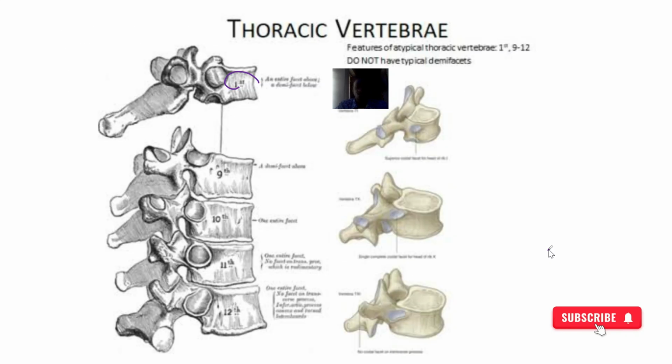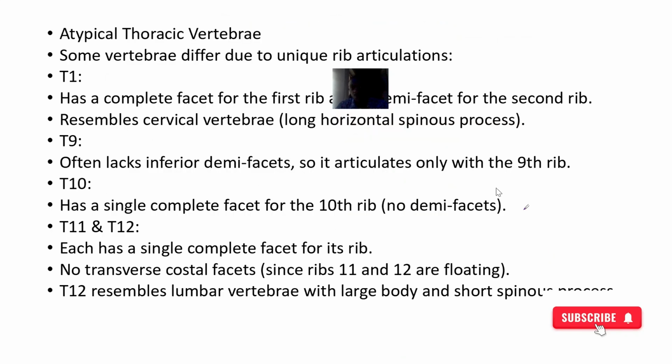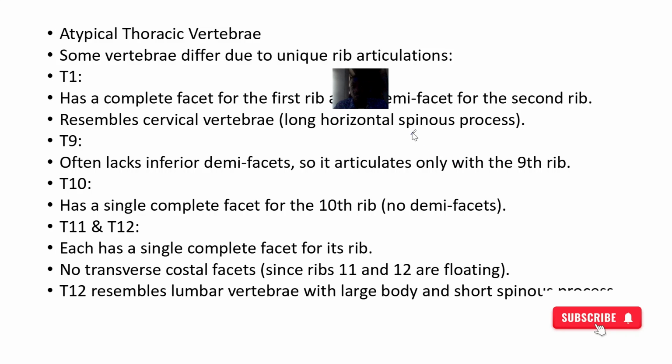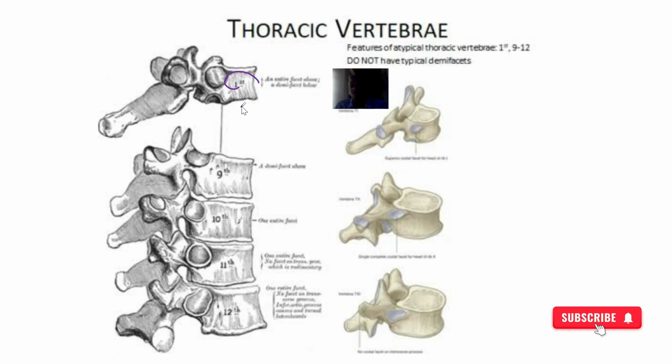So the atypical ones, we said, are number 1, then you jump to number 9, 10, 11, and 12. So number 1, that's the first one we're talking about. It has a complete facet for the first rib and a demi-facet for the second rib. It also resembles a cervical vertebra, because of course it's next to the cervical vertebrae that you have number 1.